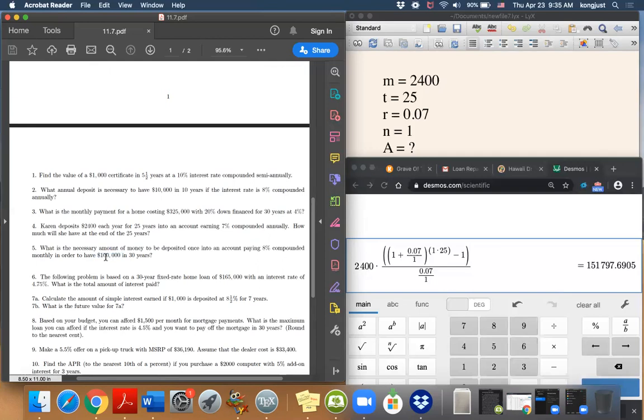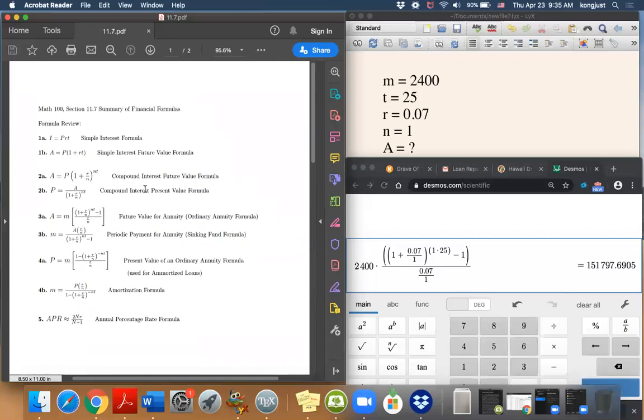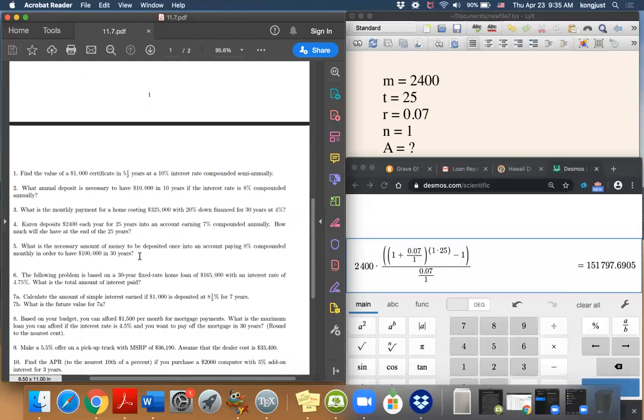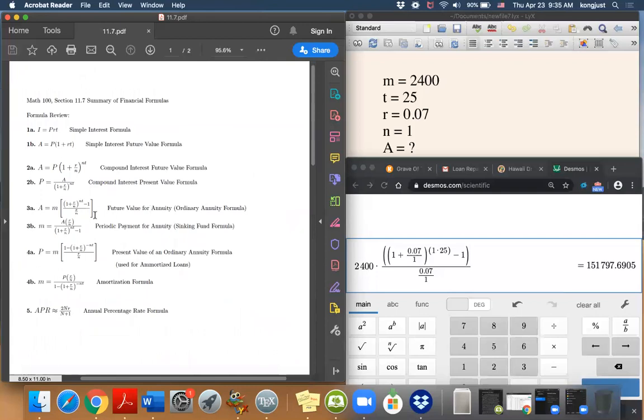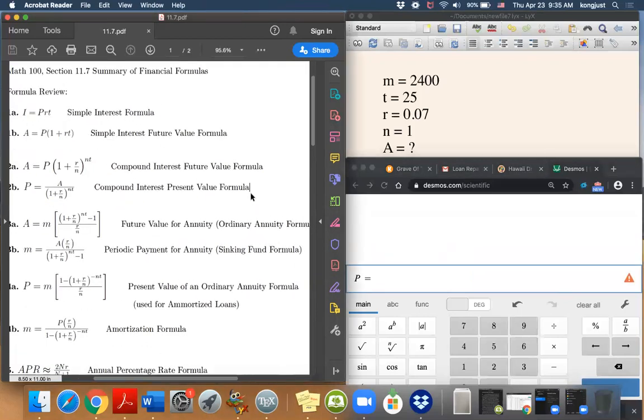This is my A. So I want one of the formulas that tells me what I should start with. It looks to me like it's compound interest, so it's not going to be simple. It's going to be either 2B or 3B. So I want to know what to put in, right? But the thing that distinguishes it is it says one time. I'm only depositing once. So multiple deposits is 3s, single deposits are the 2s. So I'm looking for 2B. This is the one. Compound interest present value. So 2B is the one.